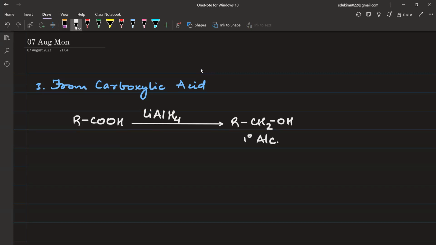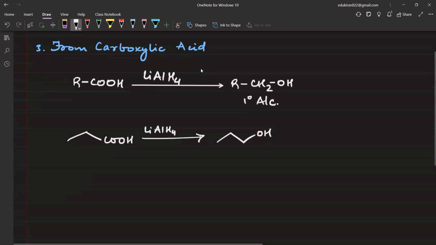Now the number of carbon atoms will still be the same. Here we have R plus 1 carbon, R plus 1 carbon. If you have something like this, and they ask you how will you convert this, so this is not 4 carbon, it is 1, 2, 3 carbon only. So your answer will be lithium aluminium hydride. You have seen lithium aluminium hydride in the last lecture also, of carbonyls.